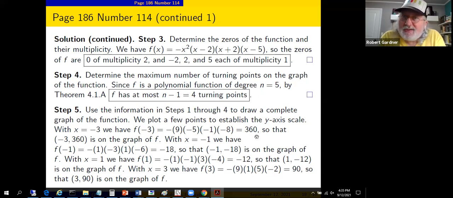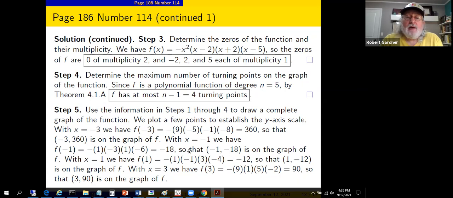We get 360 out at -3. So that gives us a point on the graph. Let's plug in -1, right? -2 is where we'll have an x-intercept. So let's plug in -1. Trust my arithmetic, we get -18 out from that. So the point -1, -18 is on the graph.